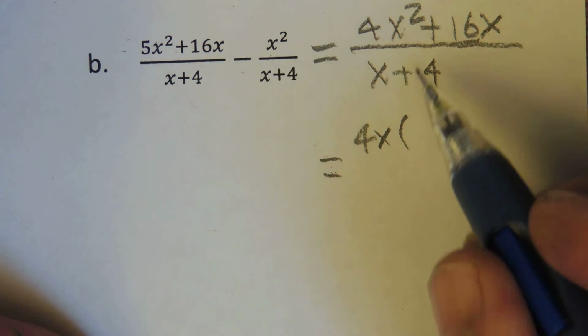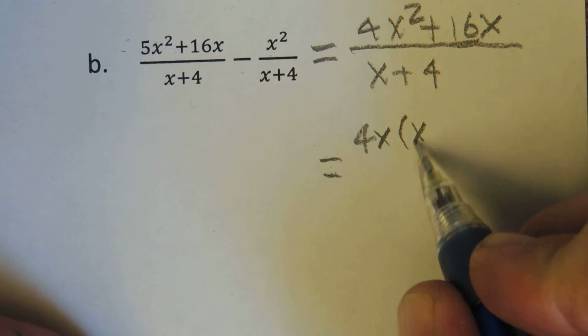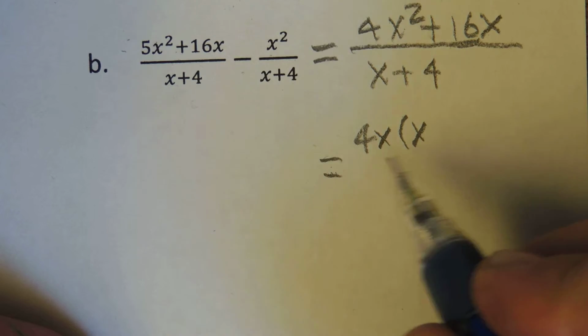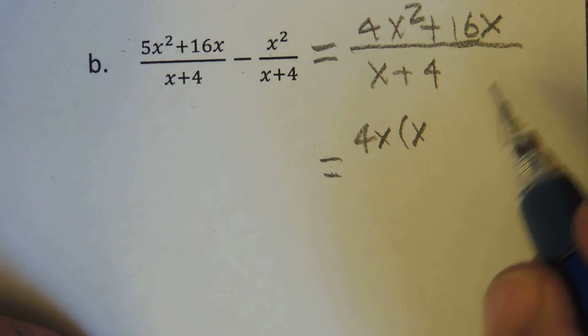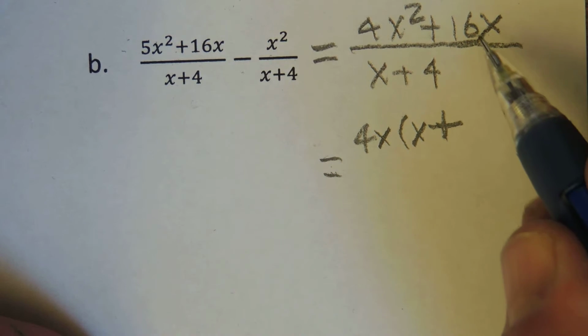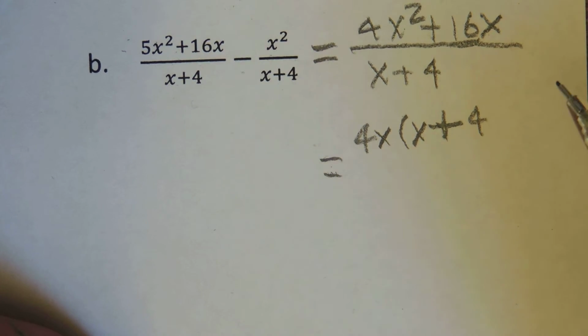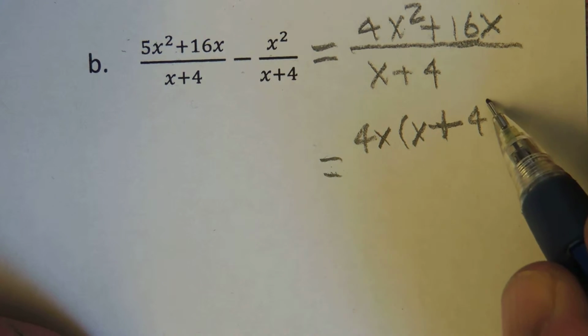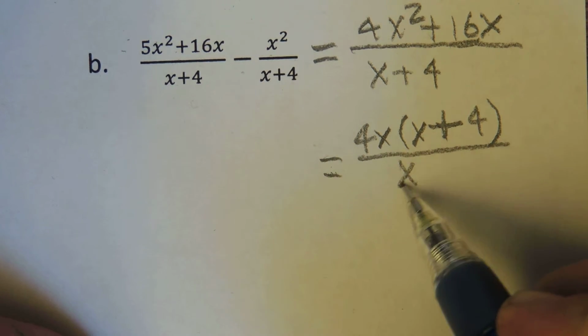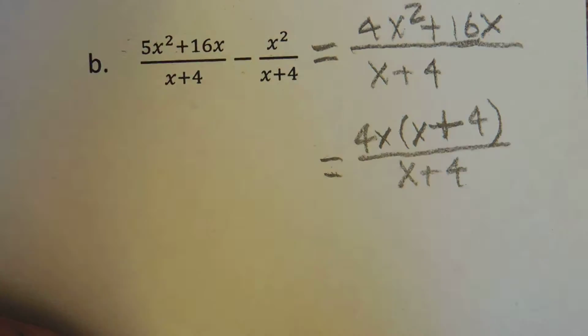X squared divided by x, if I take one of those x's out, I just have an x there. If I take my x out, and I take my 4 out, 16 divided by 4 gives me 4, and x divided by x gives me 1. And I bring down my denominator.